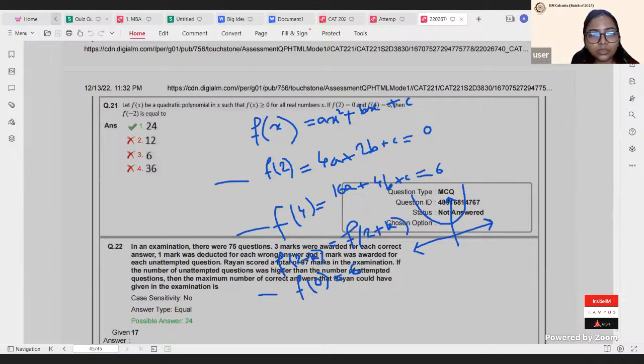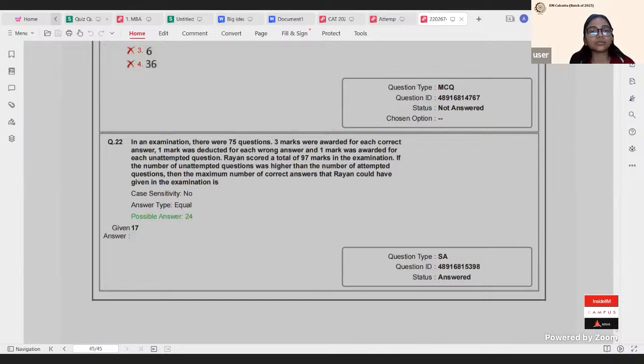The last question here is, in an examination, there were 75 questions. 3 marks were awarded for each correct answer, and 1 mark was deducted for each wrong answer and for each unattempted question. Ryan scored a total of 97 marks in the examination. The number of unattempted questions was higher than the number of attempted questions, and we need the maximum number of correct answers that Ryan would have given in the examination.